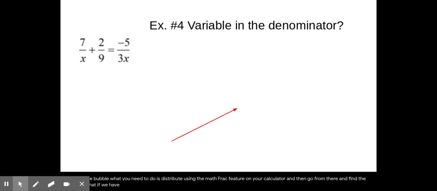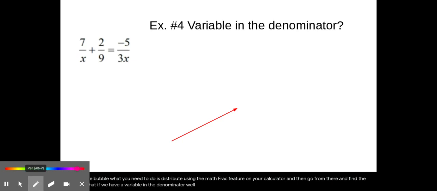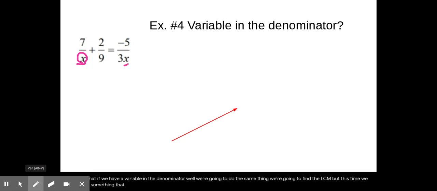Okay, what if we have a variable in the denominator? Well, we're going to do the same thing. We're going to find the LCM, but this time we need to find something that x divides into. All right, and that's pretty simple. It would just be x. We would do the same thing with the 9 and the 3. All right, what's the LCM of 9 and 3? Well, 3 goes into 9, so it would be 9.